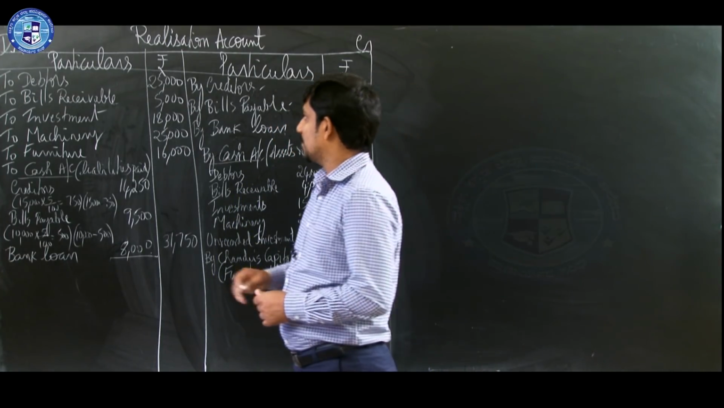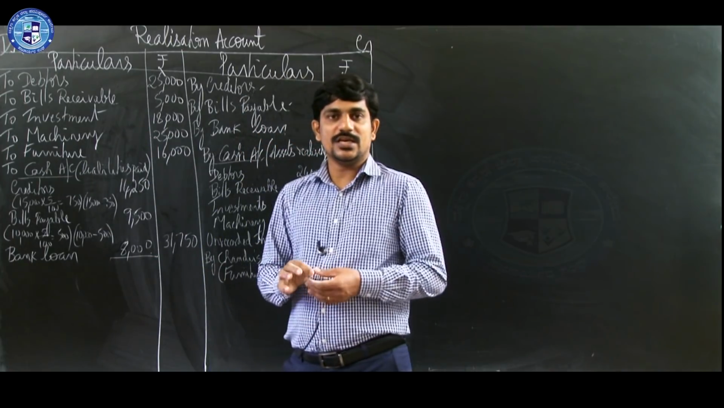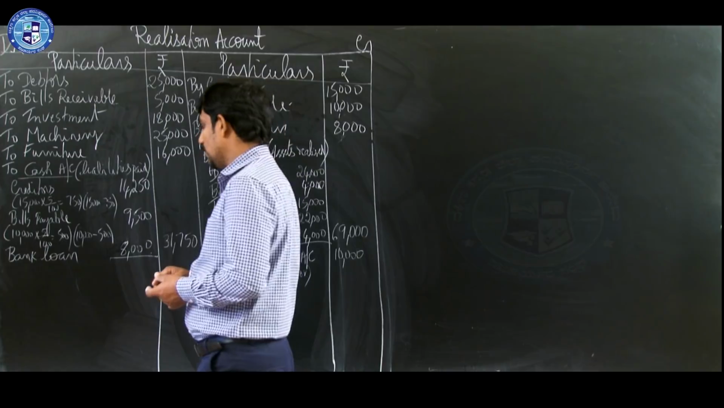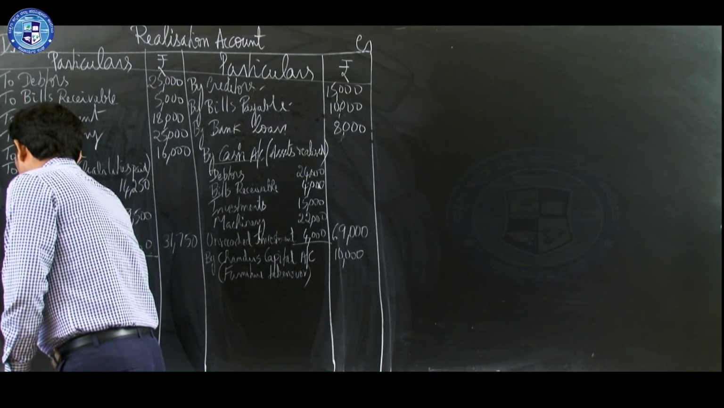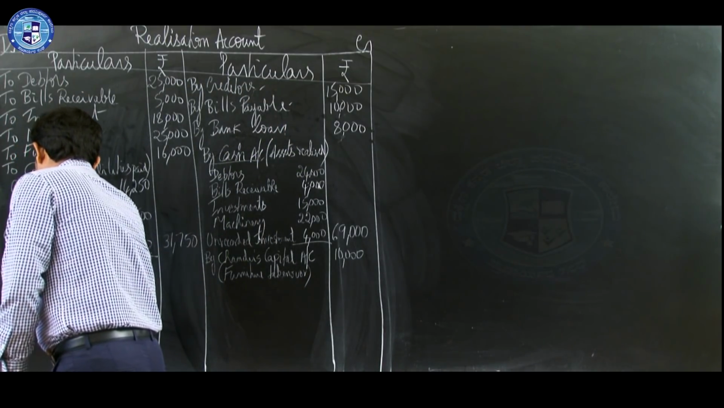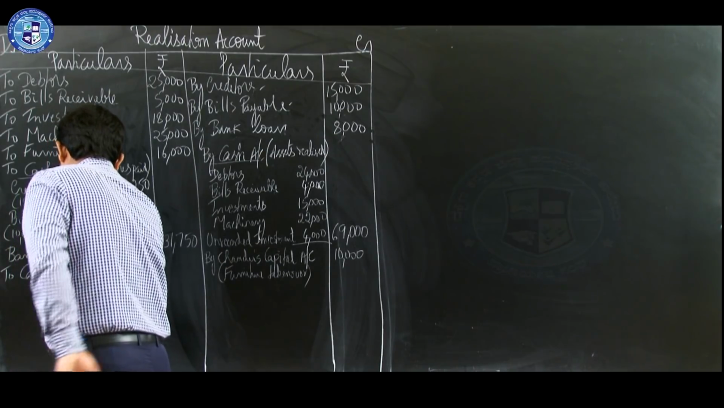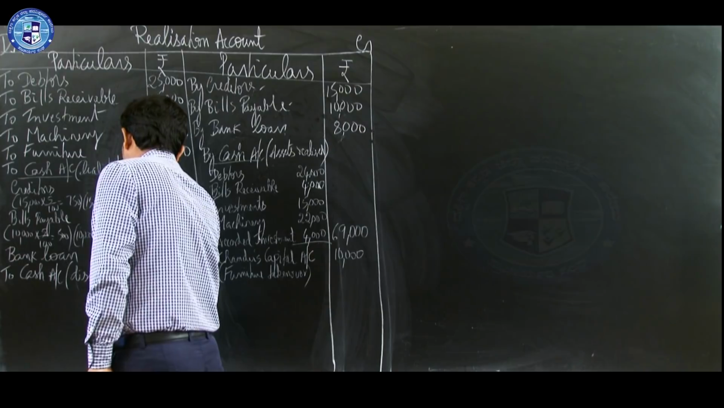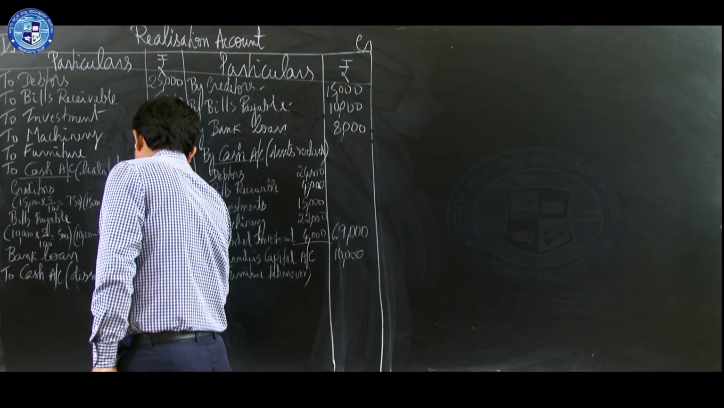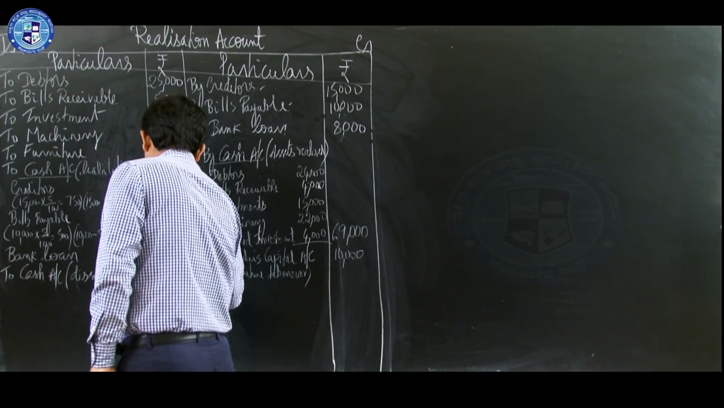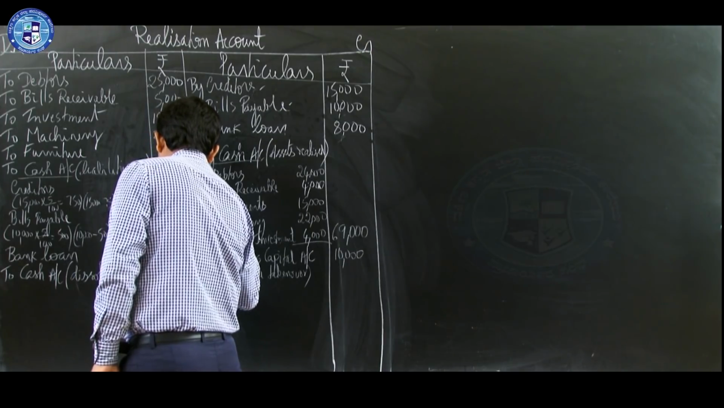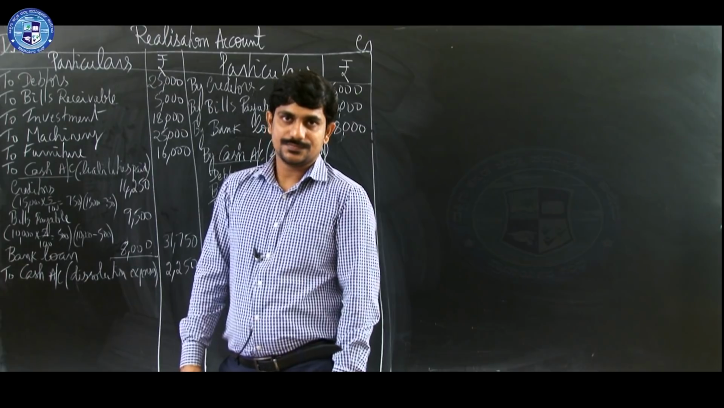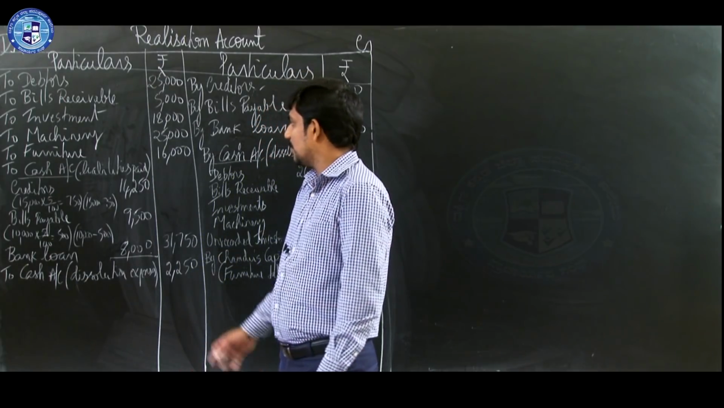So expenses means which side? Debit side. What is the journal entry? Dissolution expenses paid: realization account debited, to cash account. Dissolution expenses 2,250. Now we have recorded all the information.